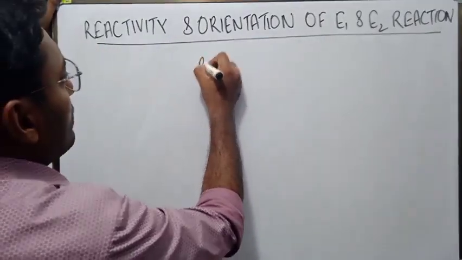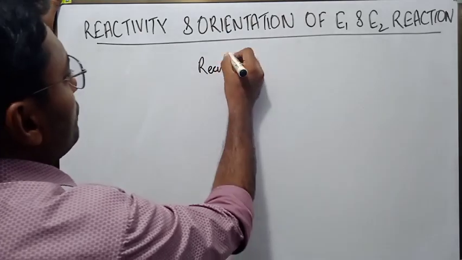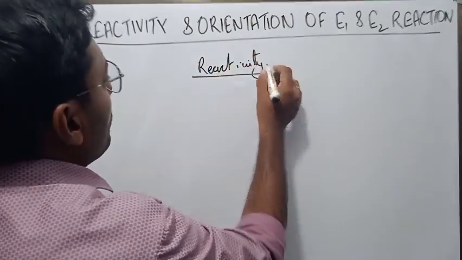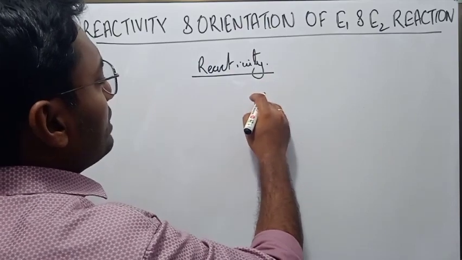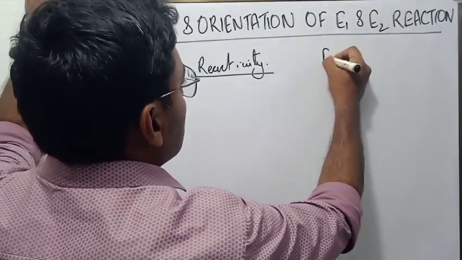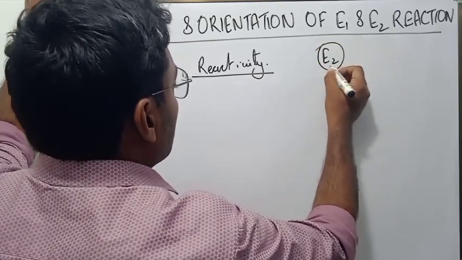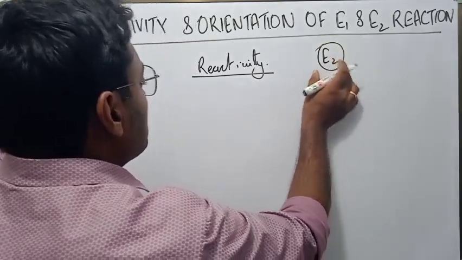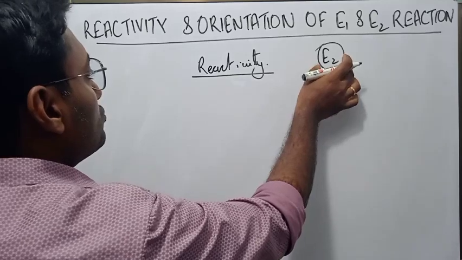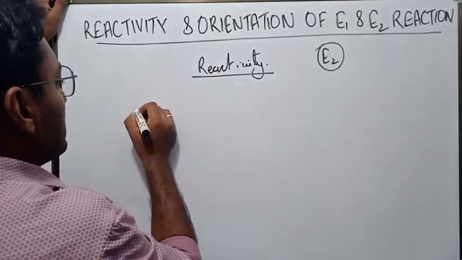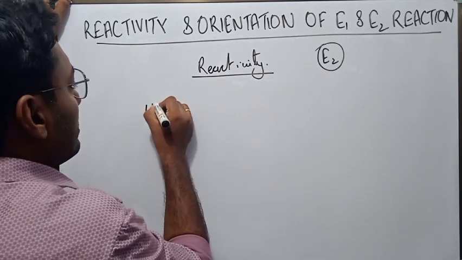By reactivity, what we mean is which of the alkyl halides would show a higher probability to go for E2 reaction and E1 reaction. So first we will discuss E2 reaction. For E2 reaction, which primary alkyl halide would choose the E2 reaction pathway? For this, let us take a primary alkyl halide.